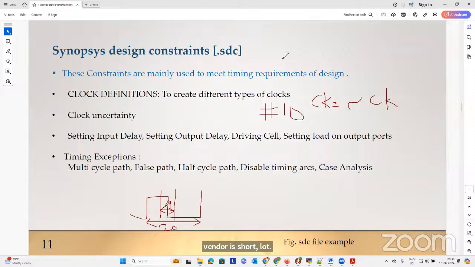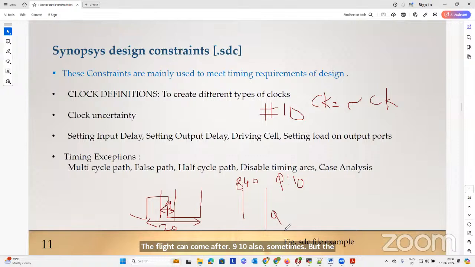We have to board our flight at 9 p.m. But we will reach the airport either at 8:50 or 8:40. The flight can sometimes come after 9:10 also. But the boarding time is 9. So that window is called uncertainty.